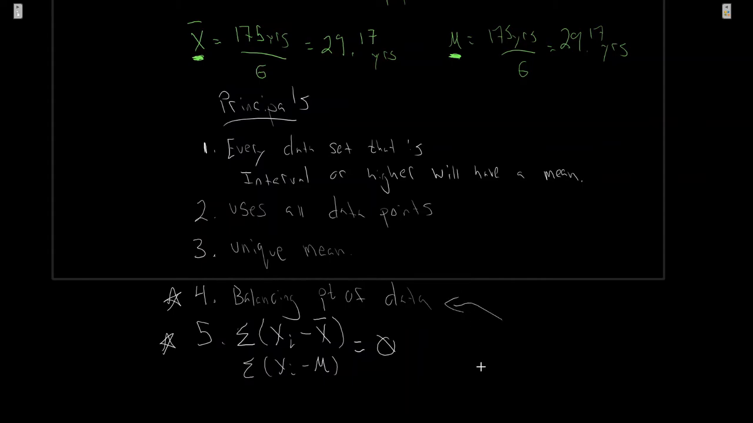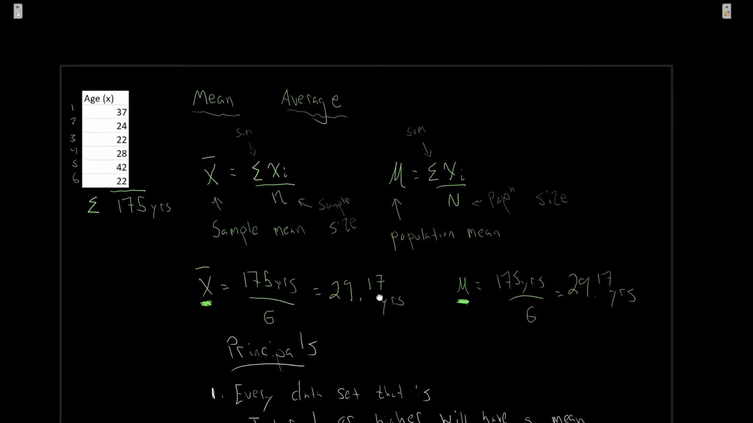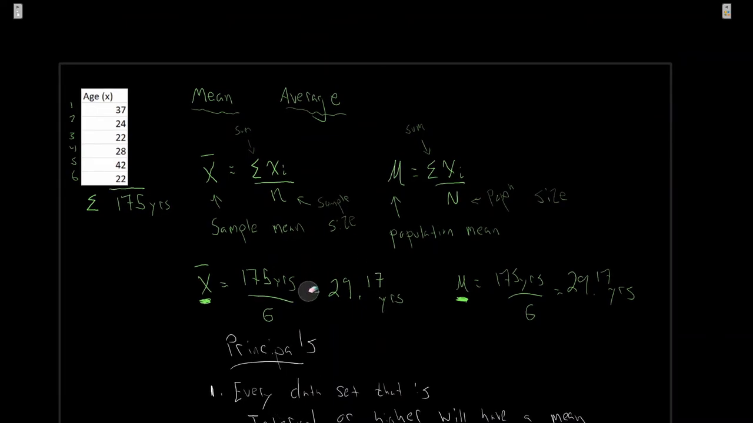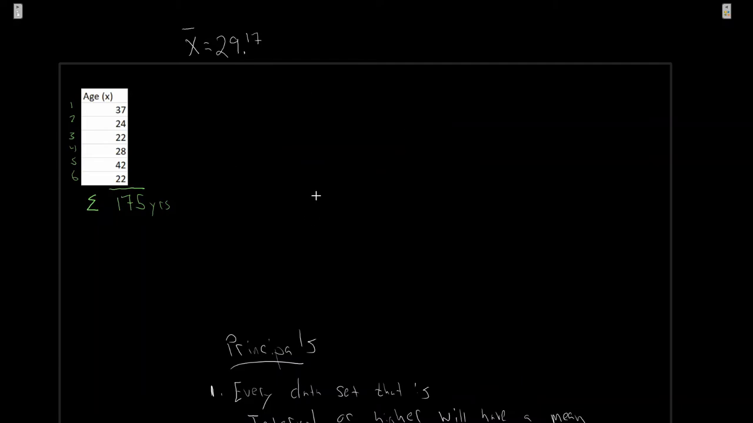But let's take a look at this whole balancing point of our data kind of idea. So let's go up here and take a look. Let's make some room. So let's keep in mind, we'll presume we're just dealing with a sample. So X bar of 29.17. And then I'm going to just make some room here. And okay, so what do we mean by this principle here? So let's take a look. Again, let's pull back our number line. And we have our observations X. These are our ages in years.